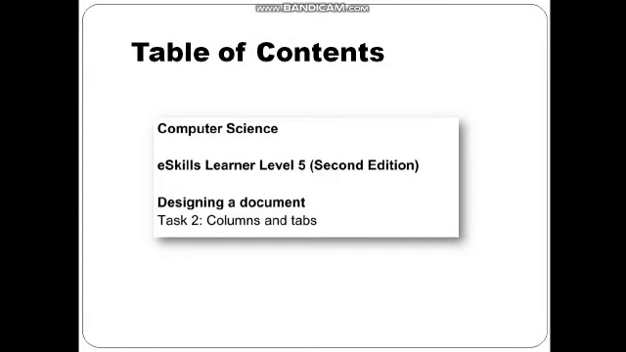So today's table of contents includes the designing of a document, which is module number 3, and we are going to do task number 2, which is columns and tabs. We are going to see what columns and tabs are in MS Word, why we need to implement them, and how we implement them in MS Word.